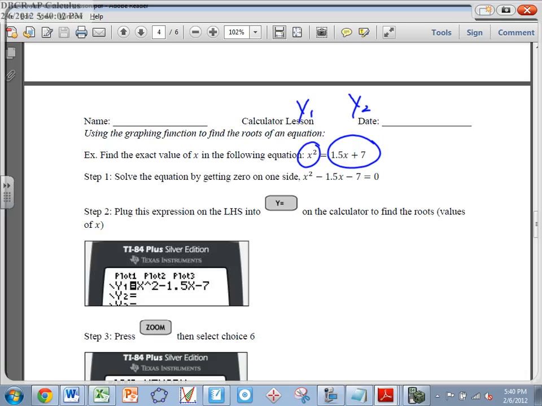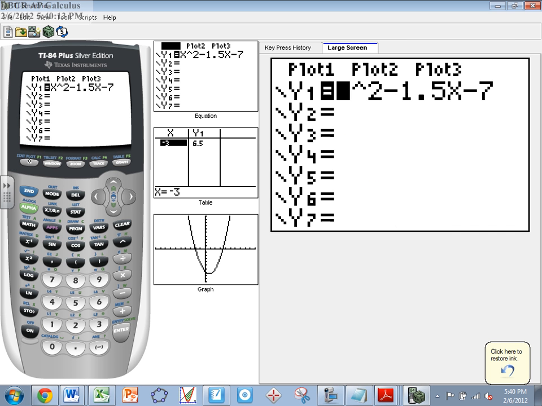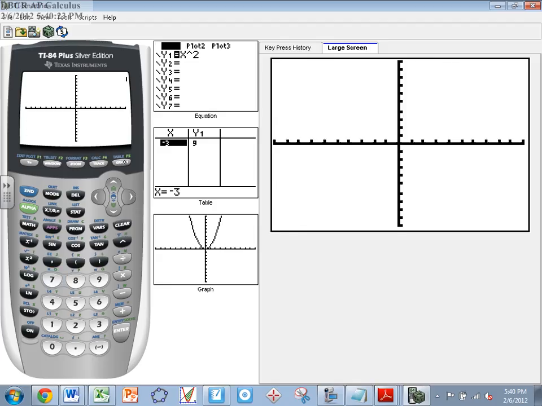So we can see that for y1 it's just going to be x squared. y2 will be 1.5x plus 7. So let's go ahead and plug that into our calculator. y1 is now simply cleared out. It's just x squared. y2 was 1.5x plus 7. Now, if I graph these and I hit graph, I'm going to see that I have a parabola clearly, and then I have a linear function.